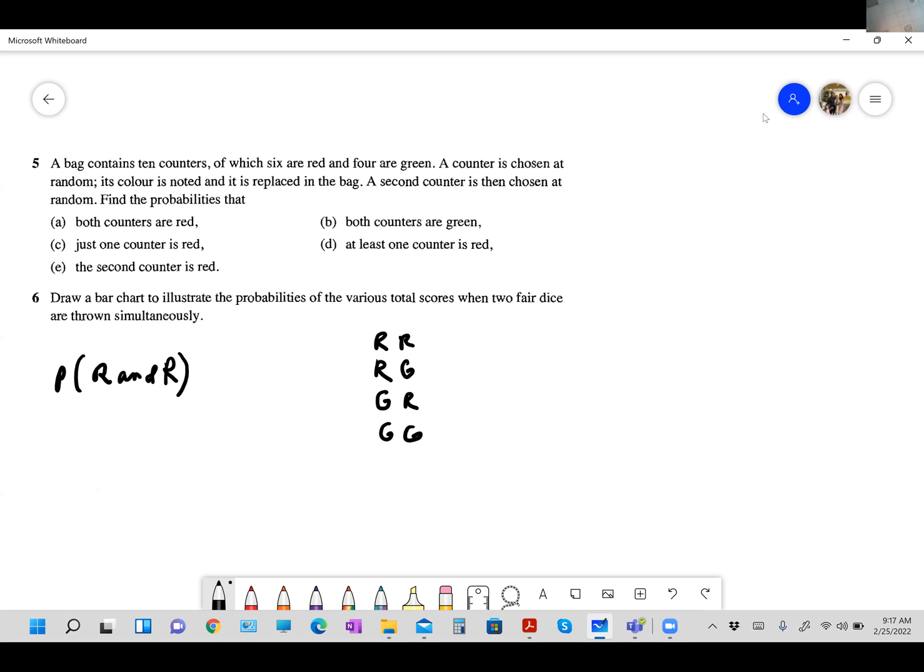But here's our problem. On the first draw, how many ways can you get red? 6. And on the second draw, how many ways can you get red? 6 more, because there's still 6.